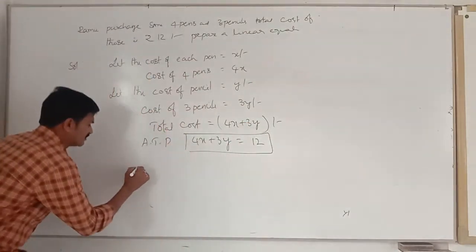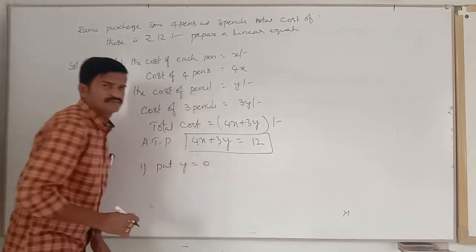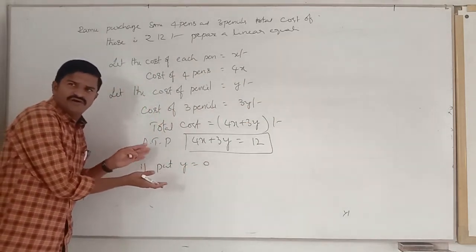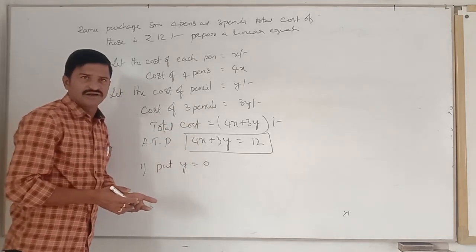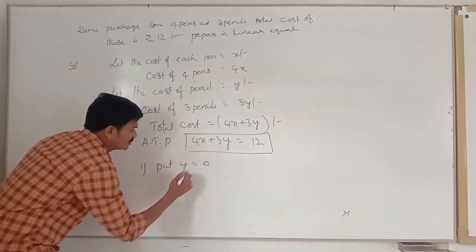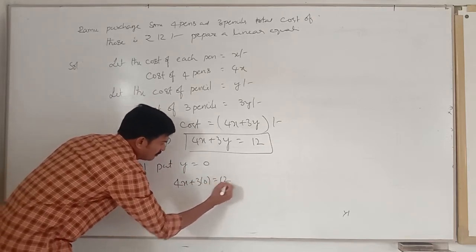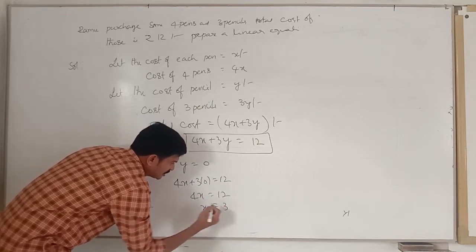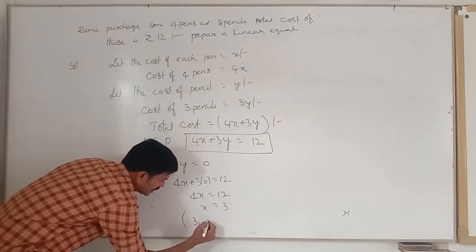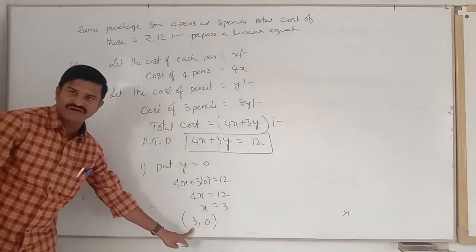First, put Y equal to 0. There is no mandatory rule to follow only this method, but as it is easy, let us follow that one. Are you clear? Now, Y equal to 0 means 4X plus 3 into 0 equals 12. 4X equals 12, then X equals 3. What is the point? 3, 0. See, Y is 0 means X value is 3, we got it, no?